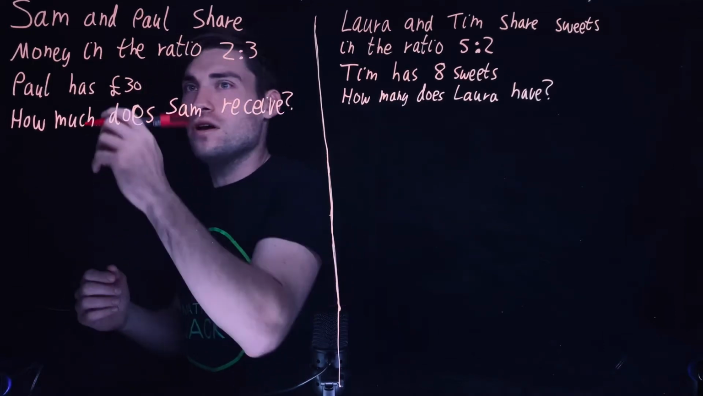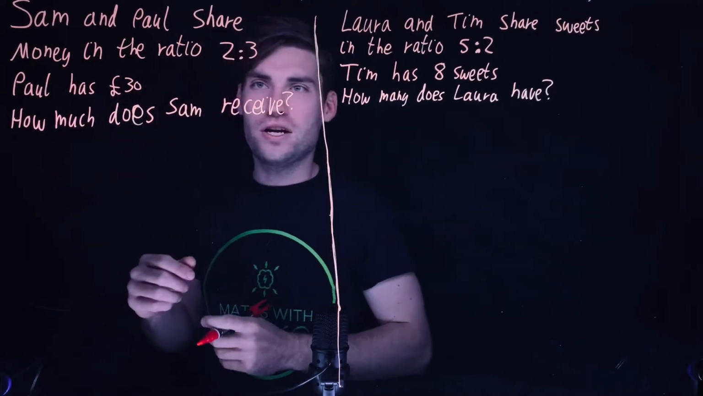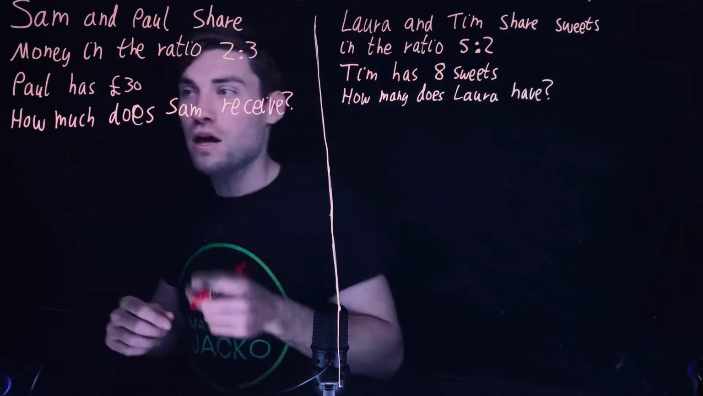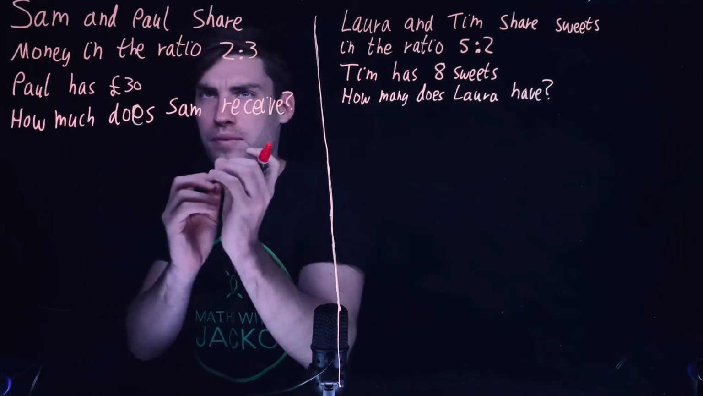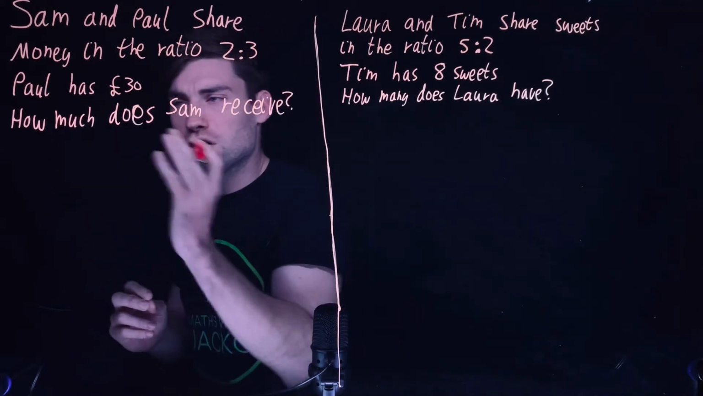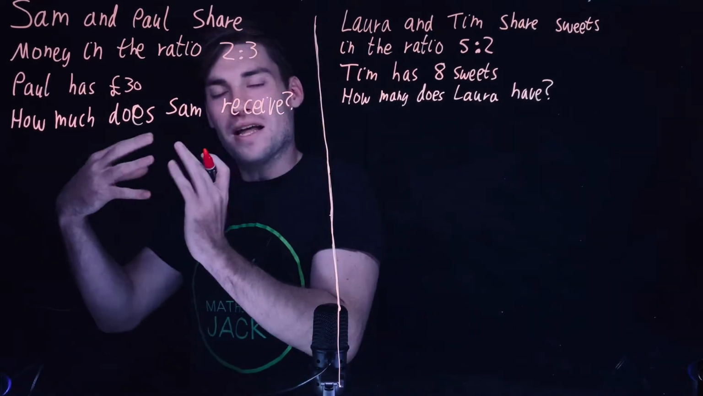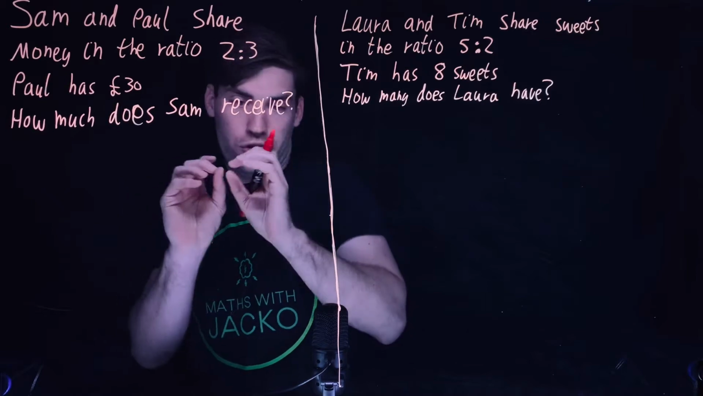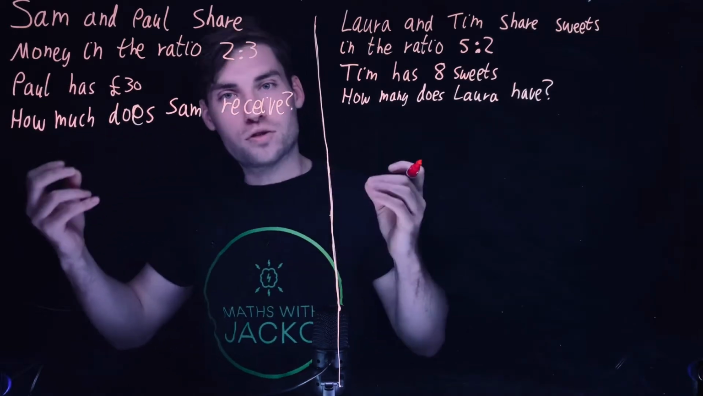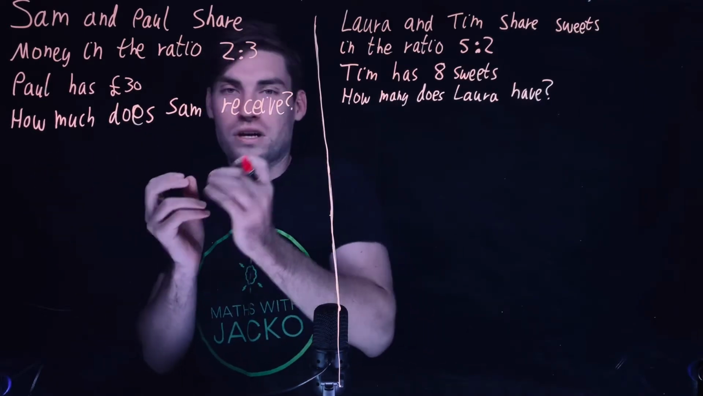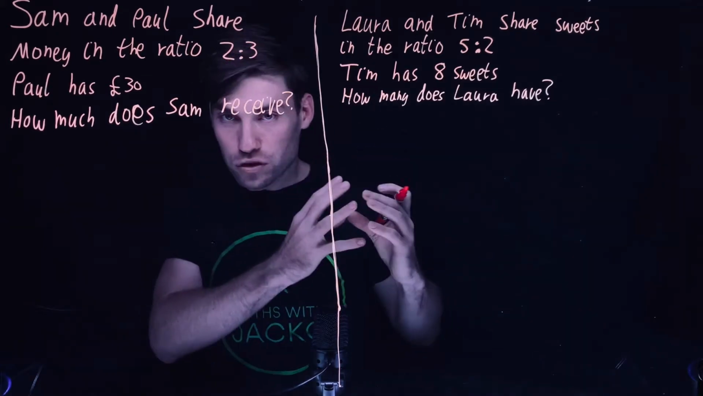So I'll read it out. Sam and Paul share money in the ratio 2 to 3. 2 to 3, really important. Sam and Paul, 2 to 3. Paul has £30, how much does Sam receive? This is slightly different from my last video where you knew the total, they'd share it between them. This time you're told that a person has a specific amount of money, okay?